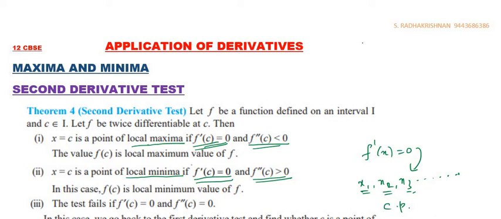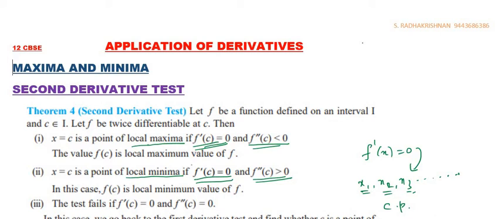Similarly, the second statement: after solving f dash of x is equal to 0, we'll get the critical points, then find the value of f double dash of the function at this critical point. If f double dash of c is greater than 0, then that particular point x is equal to c is a point of local minimum. Therefore, you must remember, for maxima the condition is f double dash of c less than 0. For minima, f double dash of c greater than 0, positive. Understood?